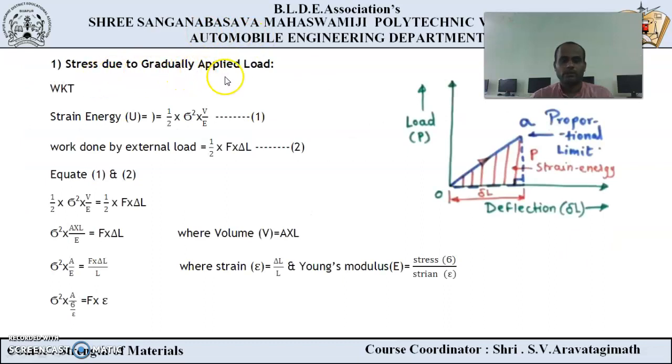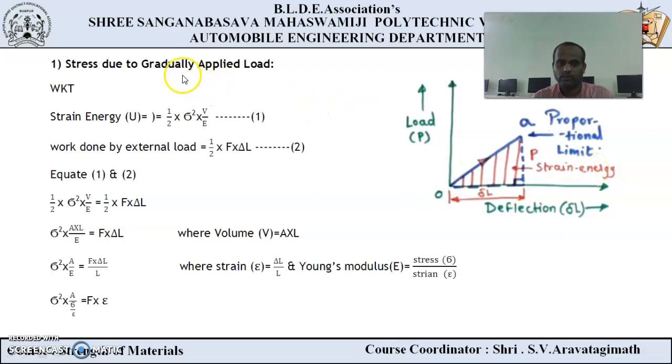First one, stress due to gradually applied load. If you take a maximum load of about 50 kilonewton and want to apply it gradually, that is step by step, here gradually means 0, 5, 10, 15 and so on up to 50 kilonewton. This is what a gradually applied load is. I will take the dotted line here, and this shaded area represents the strain energy.